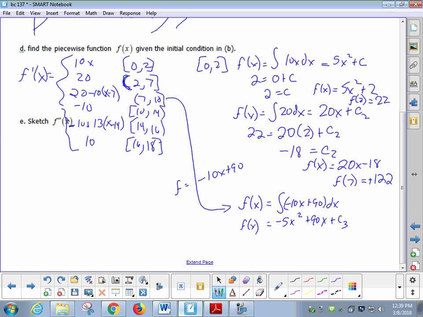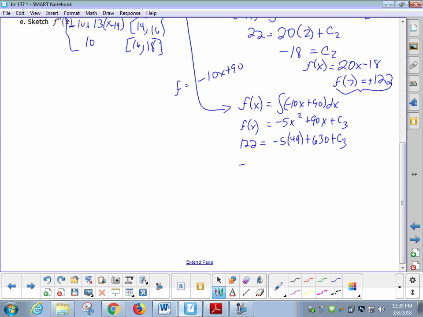And I use where the previous branch left off. So the y value started at 122 when x was 7. And I get a big mess. 122 equals negative, what is that, 245 plus 630 plus C3.